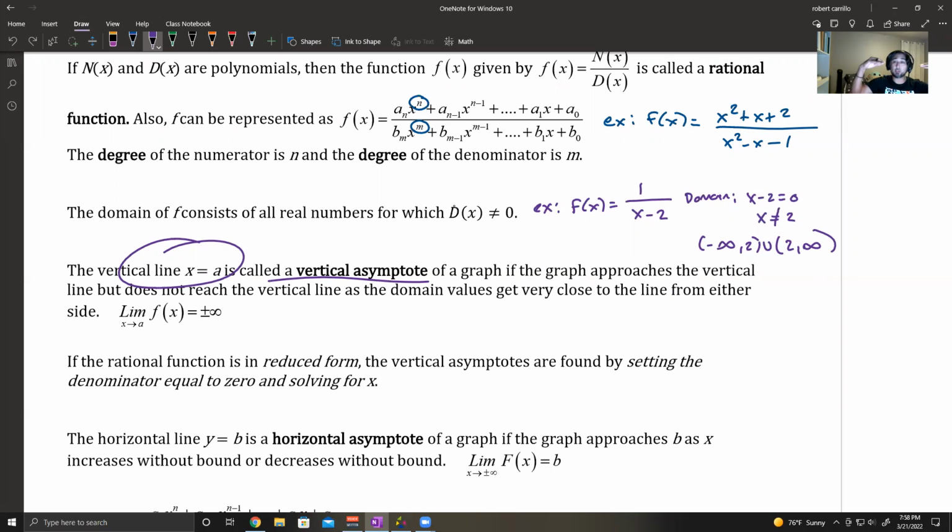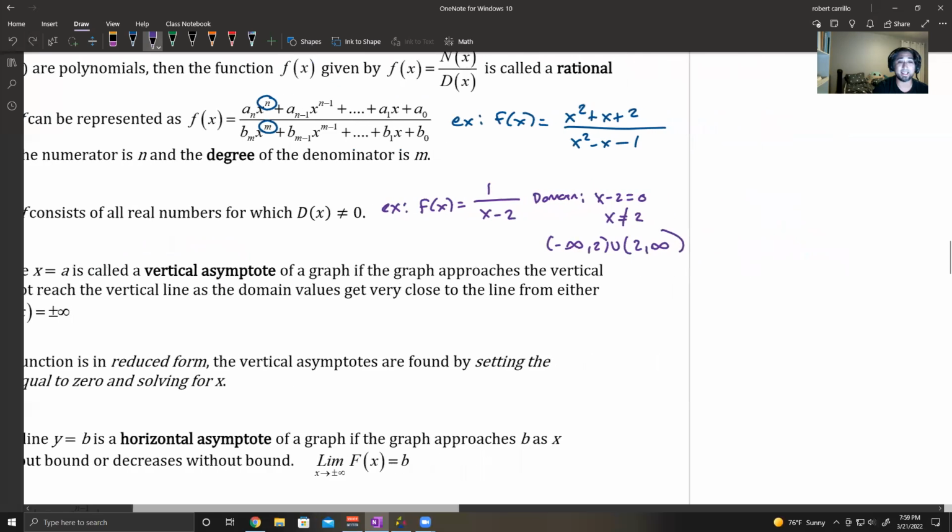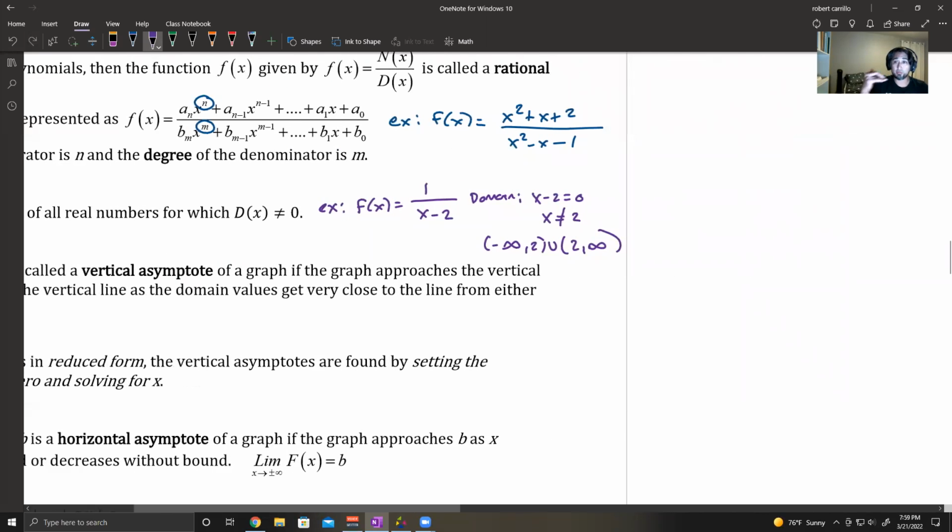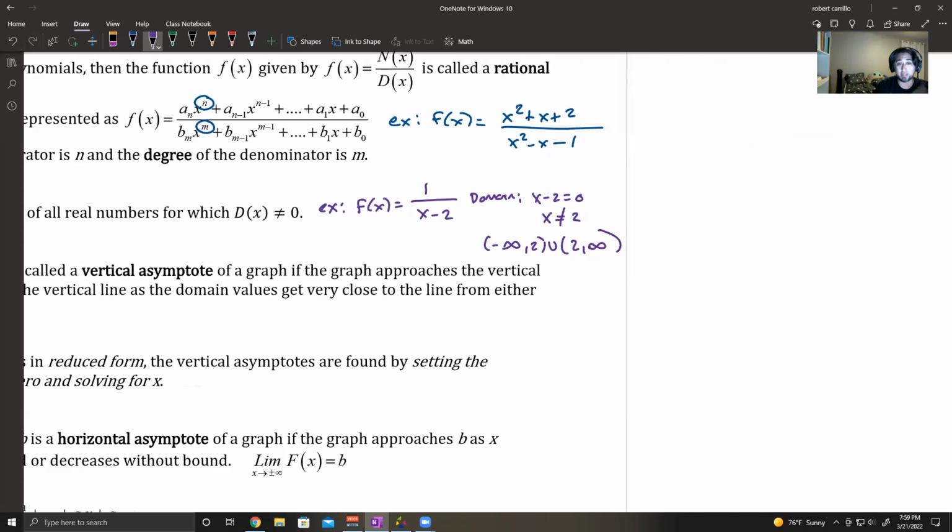So this means if we were to graph this rational function, our graph would get really close to 2, but could it ever touch 2? No, because if it touched 2, the denominator would become what number? 0. And the universe would explode. So we can't have that, right? So that's what a vertical asymptote is. It is a vertical line that your graph will never touch.